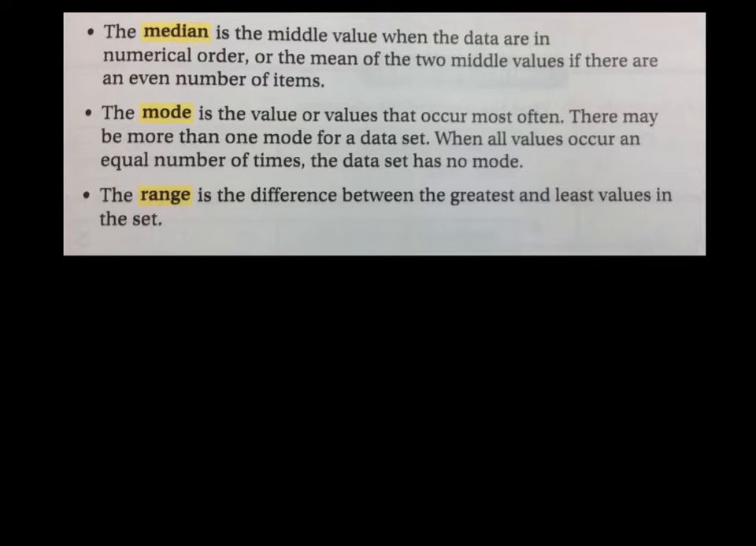All right, I do want you to write this down as well. This is the definition of median, mode, and range. So the median is the middle value, but there's a stipulation here. It's the middle value when the data are in numerical order, or the mean of the two middle values if there are an even number of items. So let's say I have the numbers 3, 5, 7, and 9. I'd start at the outside to find the median.